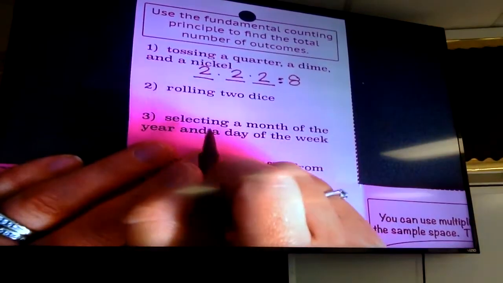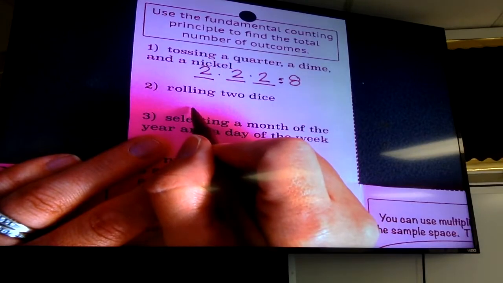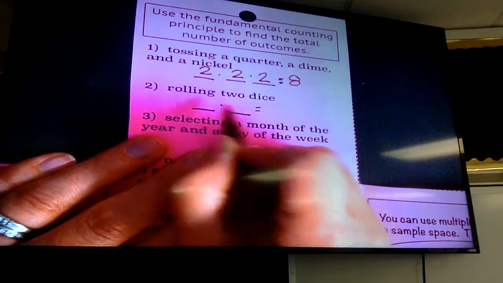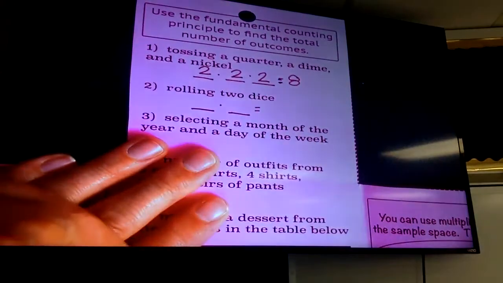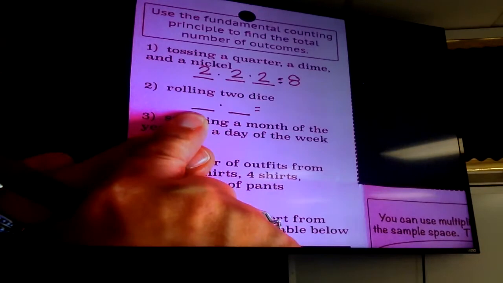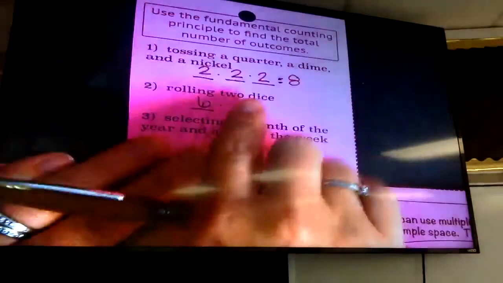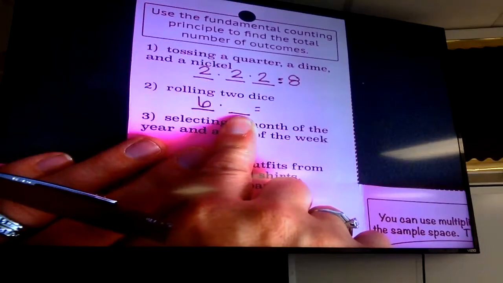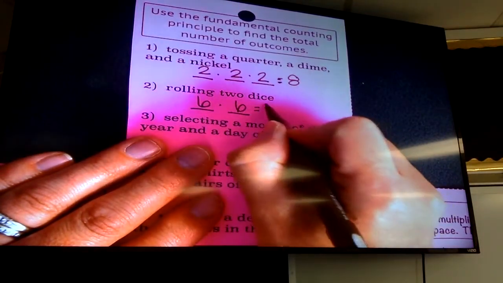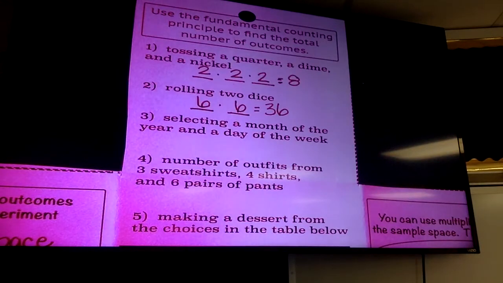What are the possible outcomes when I roll 2 dice? So again, I'm rolling 2 dice, so I'm going to make 2 lines, a multiplication sign in between them, and an equal sign at the end. When I roll my first die, how many sides are on a die? I have 6 sides with 6 different numbers. When I roll my second die, how many different possibilities are there? Again, it's 6. 6 times 6 is 36. So there are 36 different possibilities of what I could roll.